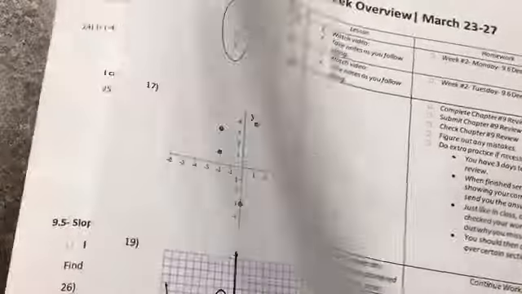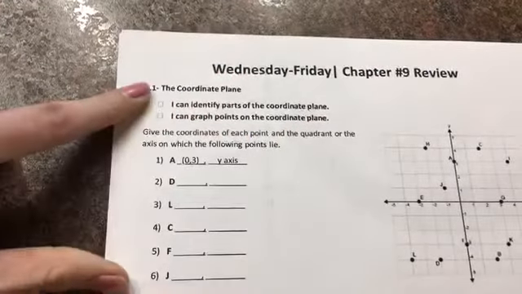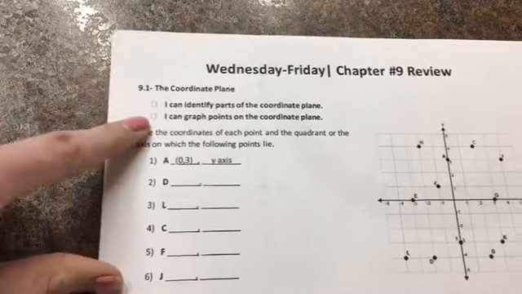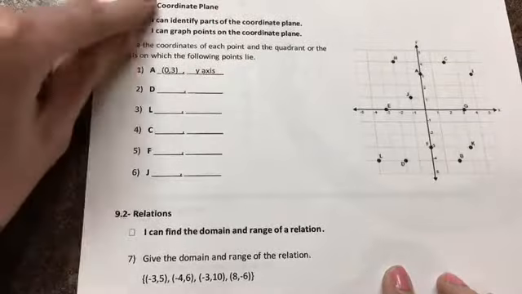Just a few notes about this. I split this up by section, and I also split it up by objective. So if we take a look at the beginning of it, first of all, you guys notice that this says Wednesday through Friday, okay? And then we have these goals. I can identify parts of the coordinate plane. I can graph points on the coordinate plane. Once you've checked this, and if you got 100% on this portion, you would say check, check.